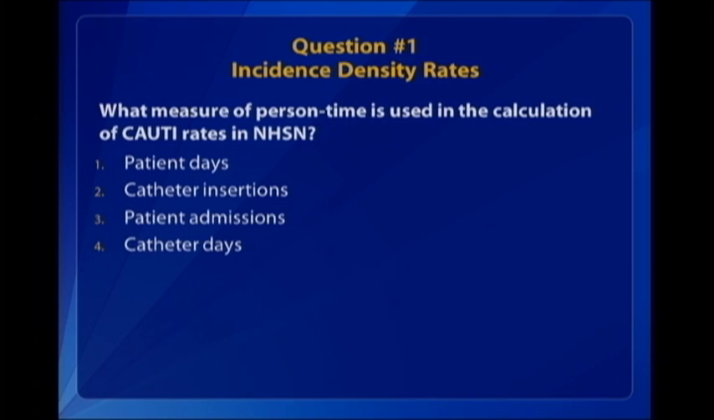So I'm going to quiz you guys now. Do you all have the remotes handed out, right? You guys got them? Okay, so what measure of person time is used in the calculation of CAUTI rates in NHSN? 1, patient days. 2, catheter insertions. 3, patient admissions. Or 4, catheter days. Voting is open, and actually, I don't know if this is enabled. Here we go. All right, it's counting down. You can't see it, unfortunately, but we've got 5 seconds to vote. I don't think it worked.